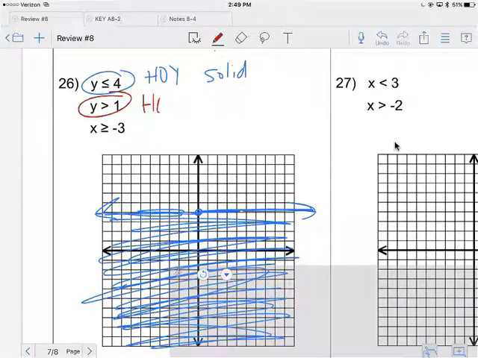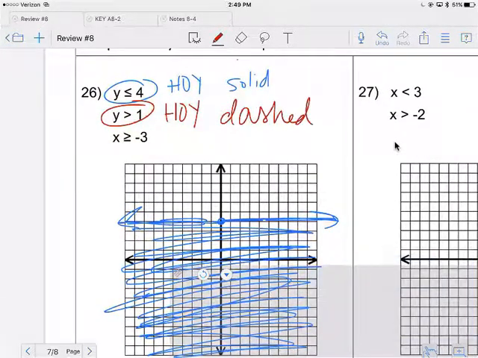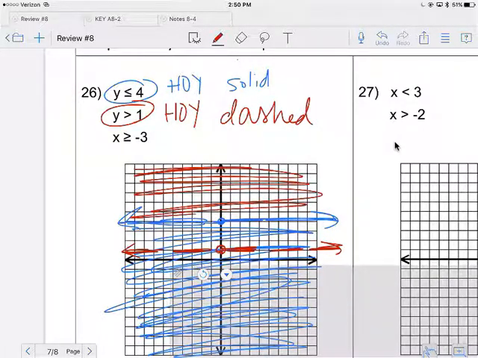Another horizontal line. This one is going to be a dashed line. I go up to 1, and I do a dashed line. This time Y is greater than 1, so I go above my line.